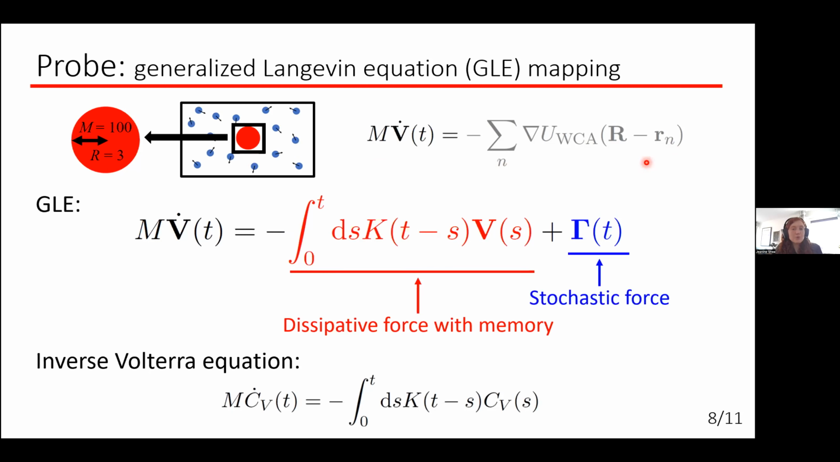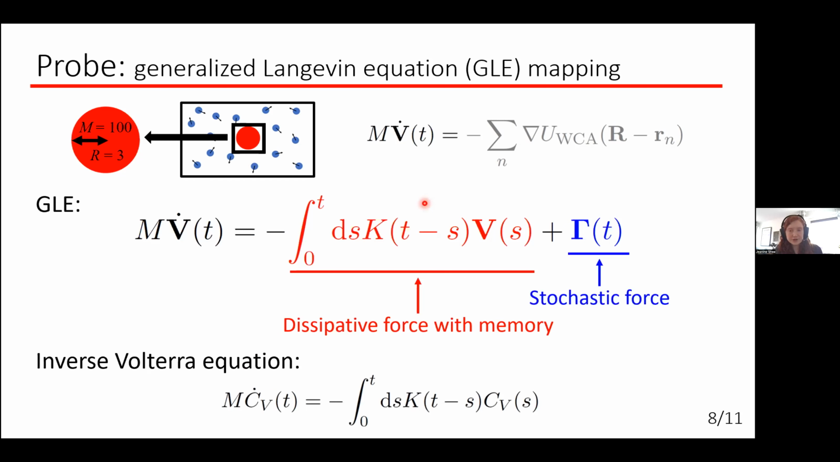And then essentially what we're doing in mapping it to the generalized Langevin equation is that we're taking the forces that are exerted on the probe and dividing it into a dissipative force and a stochastic force. And here I am not assuming that the dissipative force is Markovian, so I have this memory kernel term in here. And I calculate the memory kernel term by using the inverse Volterra equation, which is given here.